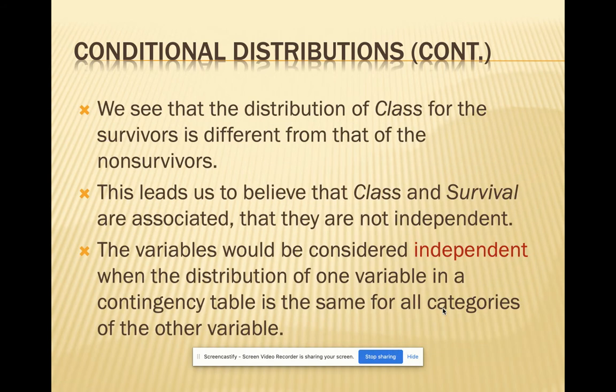So we see that the distribution of class for the survivors is different from that of the non-survivors. So this leads us to believe that class and survival are associated. They are not independent. The variables would be considered independent when the distribution of one variable in the contingency table is the same for all categories of the other variable.